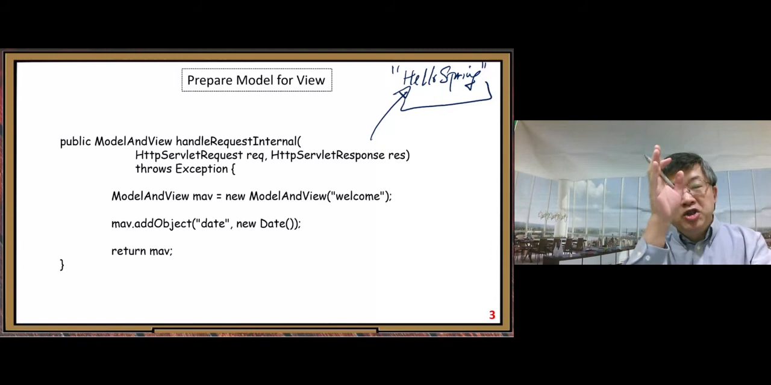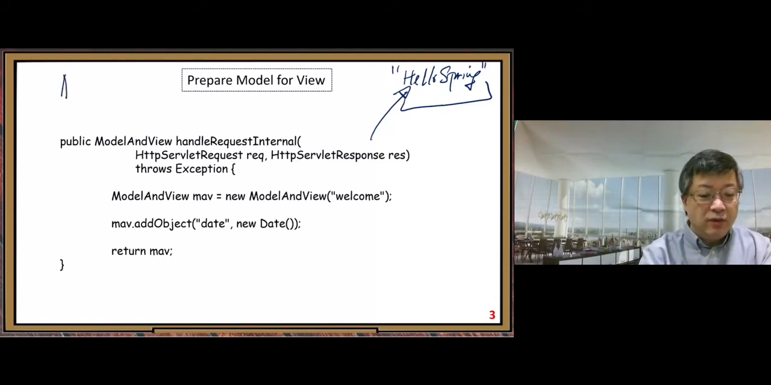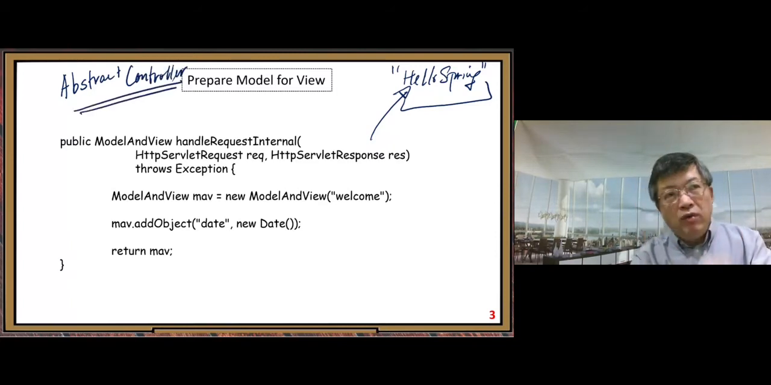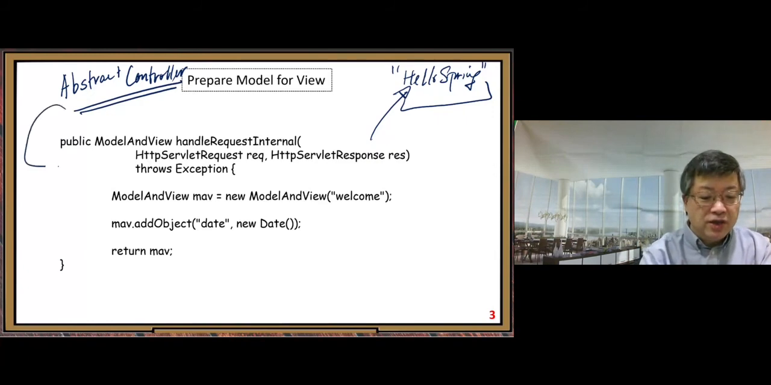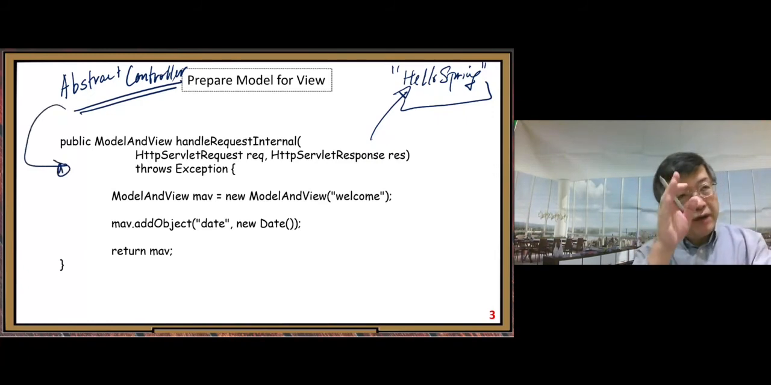So look at this. There is a special method inside the AbstractController. Remember? We extend AbstractController. Inside that, to do the meaningful work, you have to do it inside this. You have to override this method.